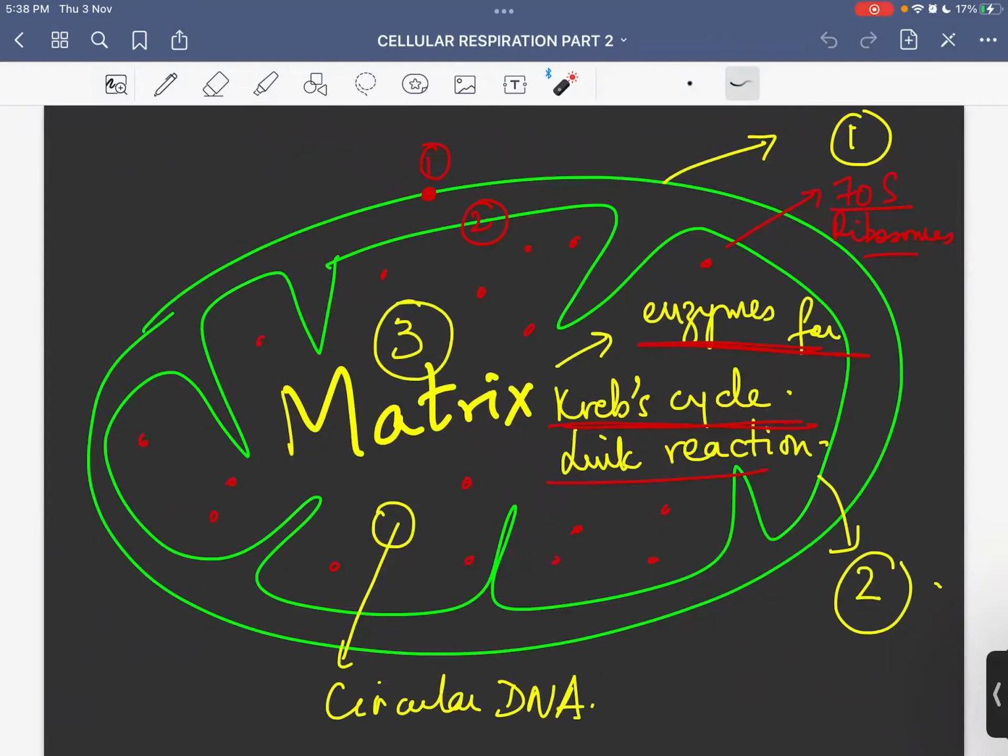Another diagram to give you more clarity. Can you see the circular DNA? Yep, I see it there in yellow. Right? And then you can see the ribosomes, the 70S ribosomes, the outer membrane, the inner membrane. Acha. Matrix ke andar kyunki chemical reactions hote hain, so the matrix also has some other enzymes.